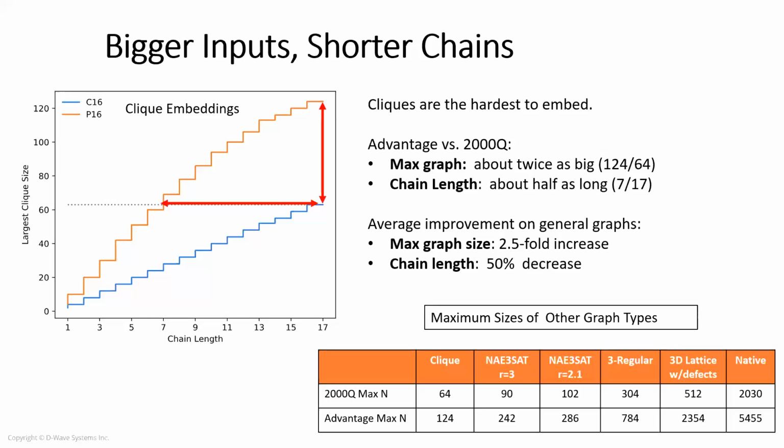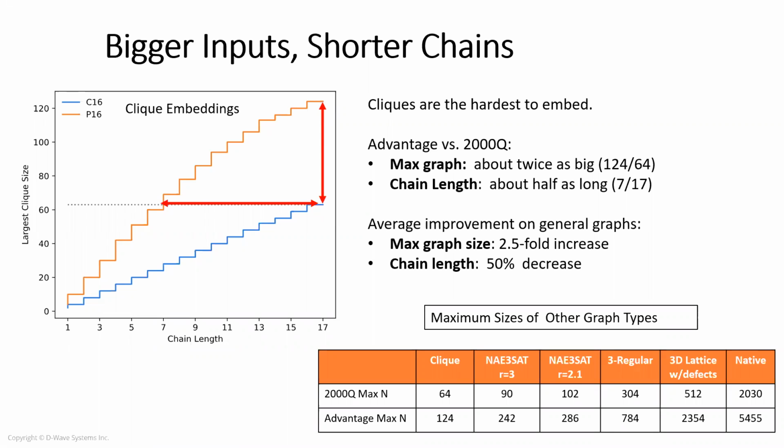Actually, there are really 2 ways of looking at this. If you look at the horizontal red arrow there, that's showing that at a fixed clique size, on Advantage, you can embed it much more compactly. The 64 node clique, you can embed with a chain length of 7 in this example. Or you could say, okay, if I have a chain length of 17, instead of embedding a 64 node clique on the 2000Q product, I could embed something like a 120 node clique. So typically you would be somewhere in between those 2 extremes. You can either embed a much larger clique with the same interconnections, or you can embed the same size one much more compactly.